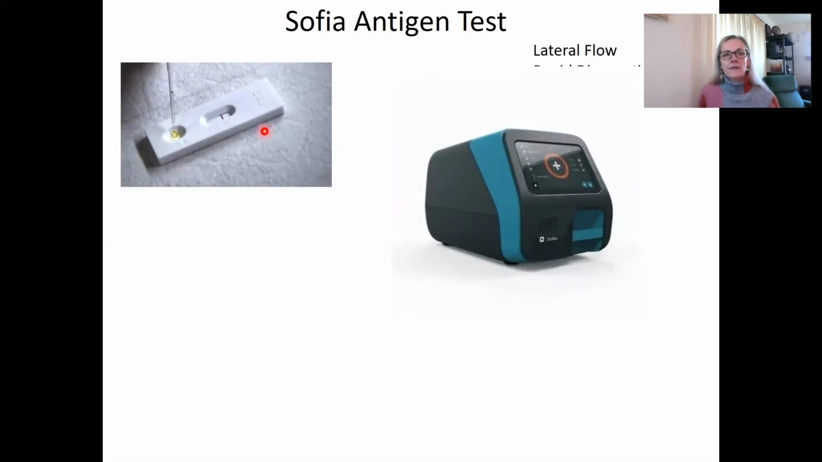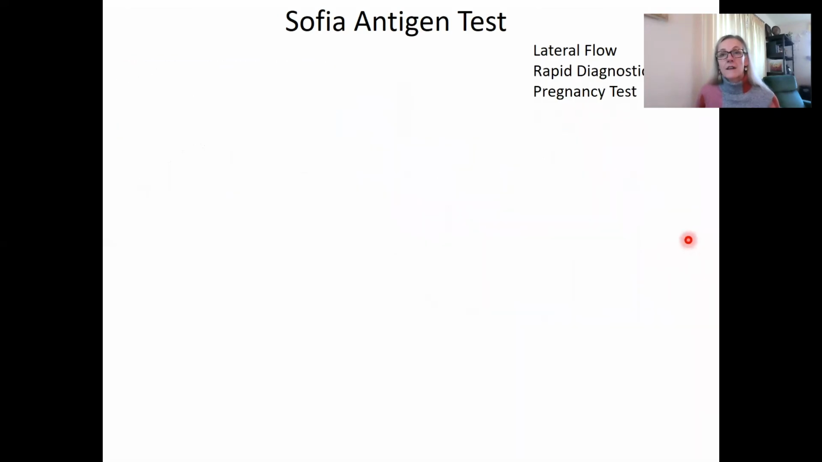You take a sample and put it on a little cassette, and then the cassette is read by a machine. These types of tests are called lateral flow tests or rapid diagnostic tests, or RDTs, and you don't always need to have a machine. Some of them you can see by eye, like, for example, a pregnancy test, where you can see by eye if it's positive or not.